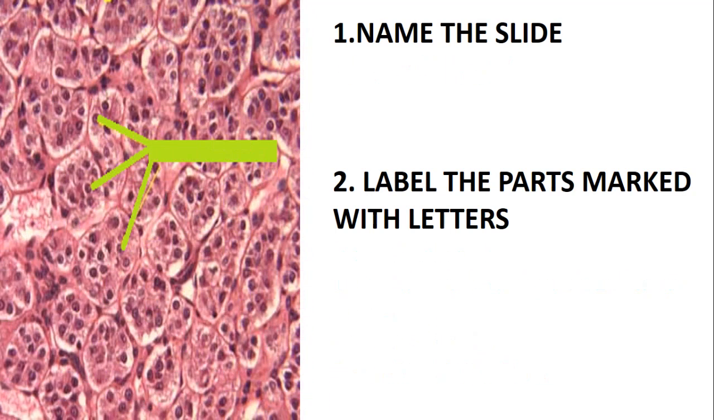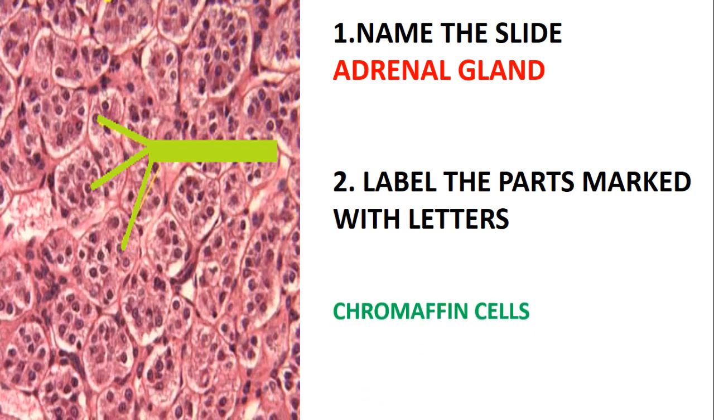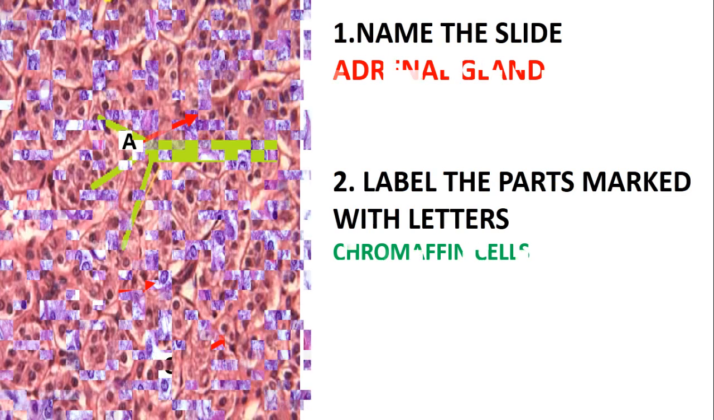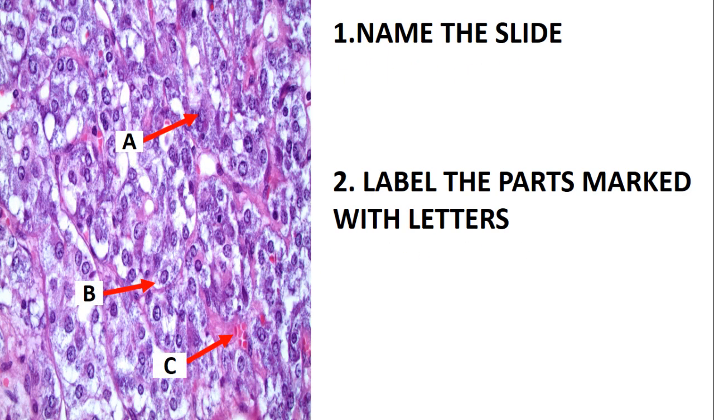Let's quickly look at this slide. So this slide is, name the slide. So this slide is just the medulla portion of the adrenal gland. Label the parts marked with letters. So the parts marked with letters, which is the green part, is just the chromaffin cells. So the chromaffin cells are the cells of the adrenal gland. So let's quickly move on and look at this slide.